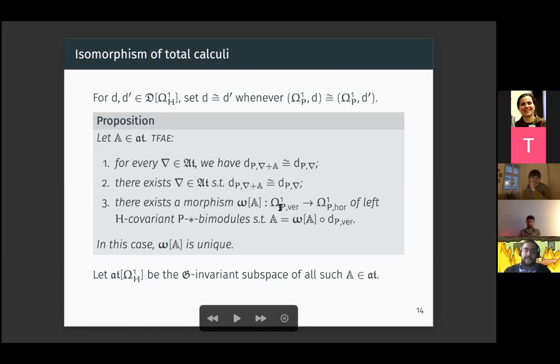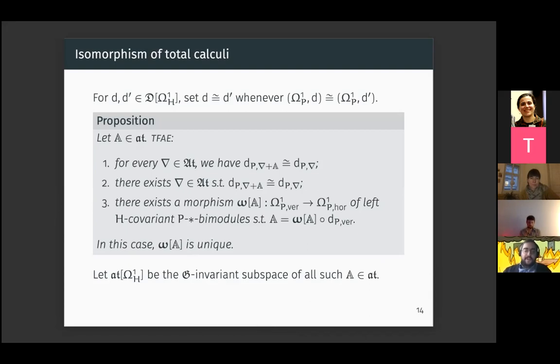you can find a morphism of covariant P-star bimodules from the vertical 1 forms to the horizontal 1 forms, such that A is just your connection 1 form composed with a vertical derivative. And in this case, this relative connection 1 form is unique, and actually these isomorphisms are unique as well. So we can let frac at of omega 1h be the set of all such relative gauge potentials. This turns out to be a gauge invariant subspace of the space of all relative gauge potentials.